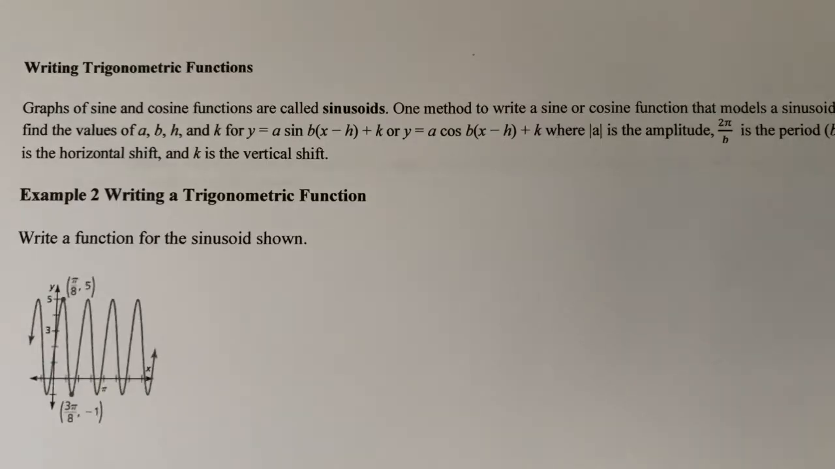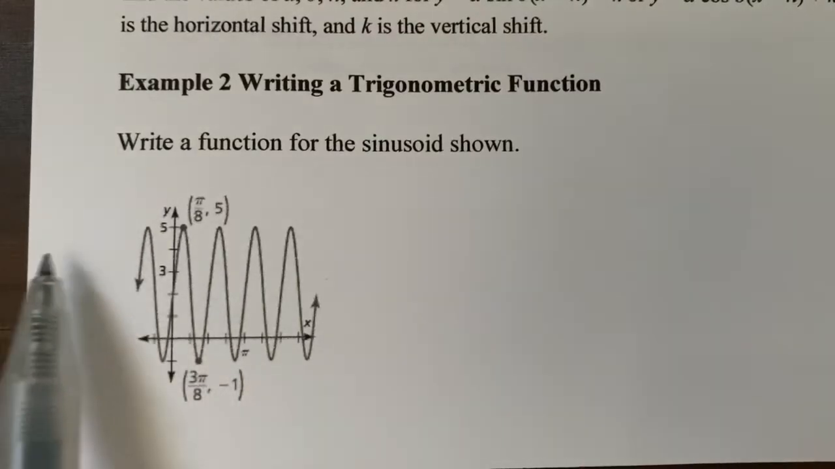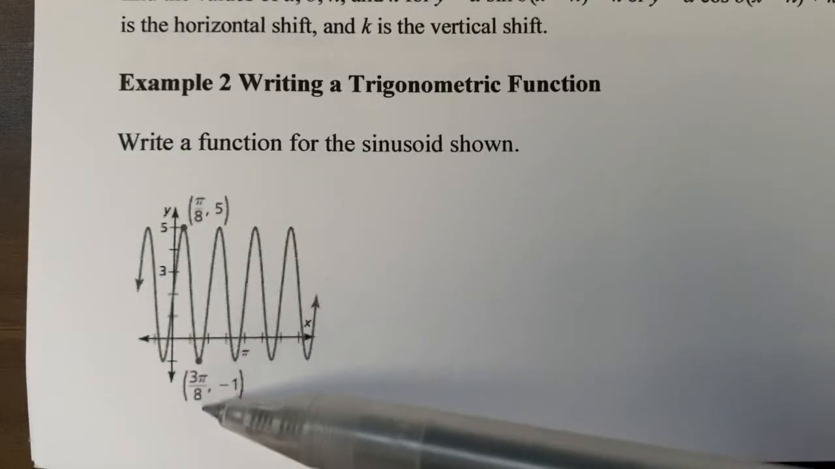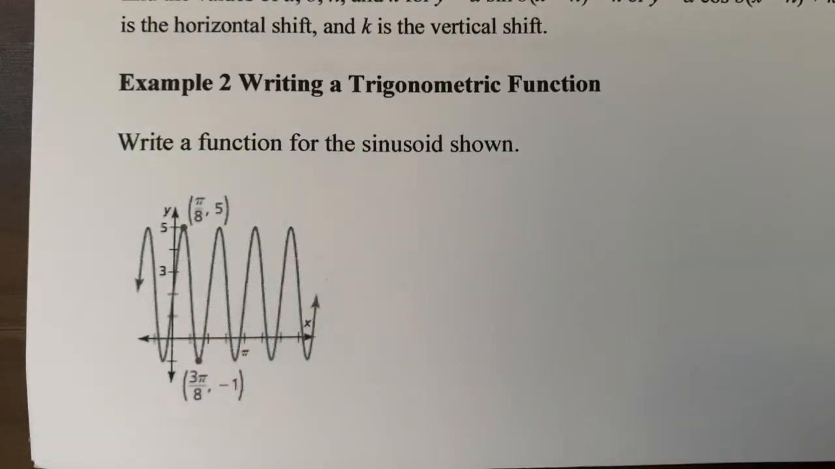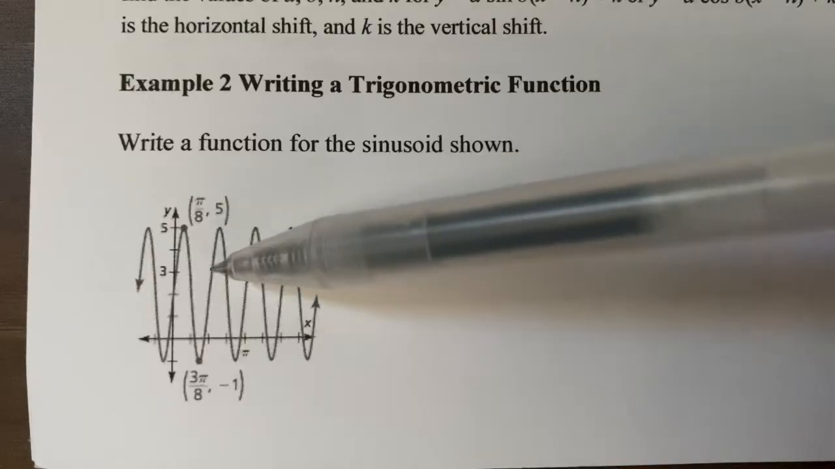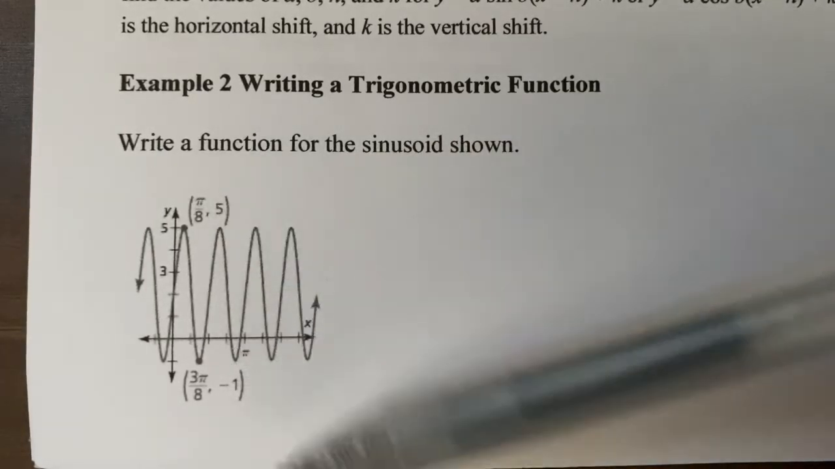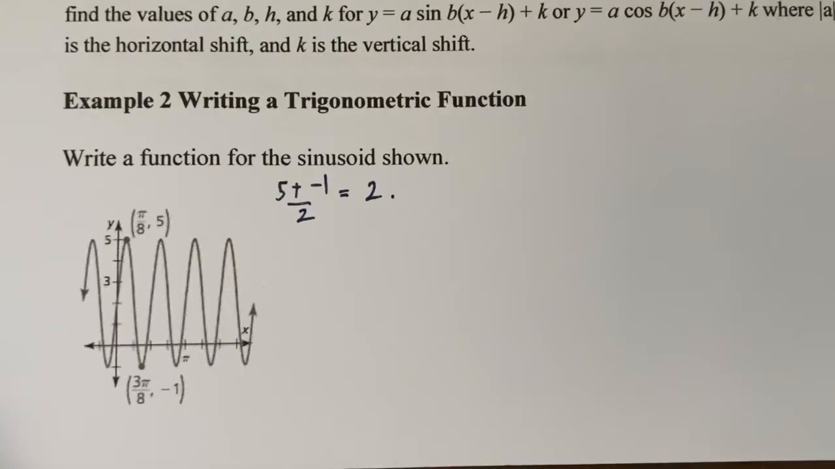We are going to start off by writing a function for the sine graph that we are given over here. So just looking at this graph, we know that we have a maximum at 5 and a minimum at -1. What we're going to do first is find k. In order to do that, we want to find the midline of this function. So we take the y values, add them, and divide by 2. And this tells us that our midline occurs at 2.